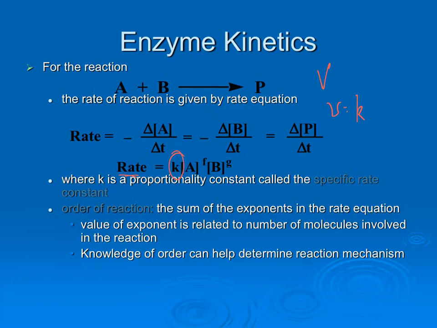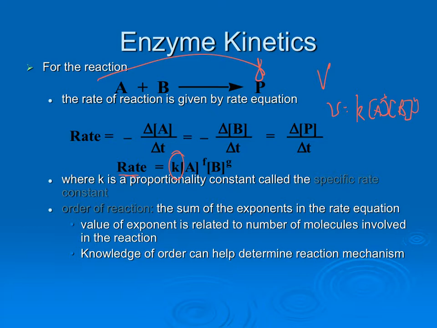And then the rate law for the forward direction is going to be equal to k times the concentration of the substrates, each to some power. Here I'm going to call them X and Y, but they used F and G or whatever. Specific rate constant and kinetic rate constant are used interchangeably. The order of the reaction literally is just adding up the exponents.